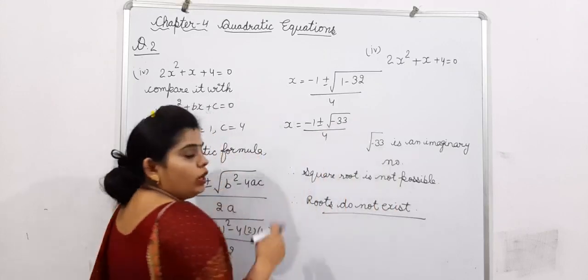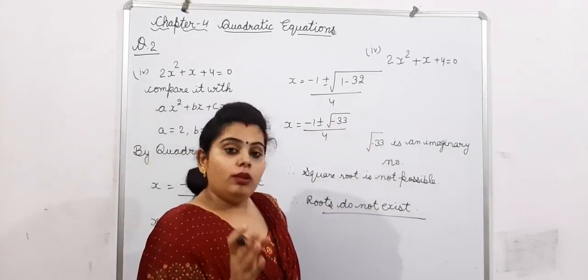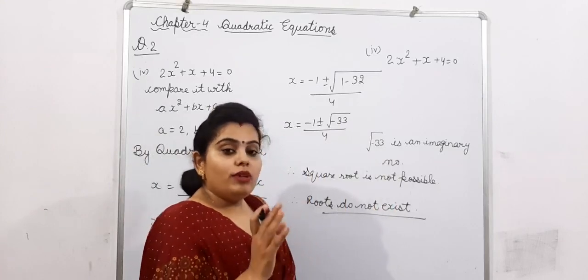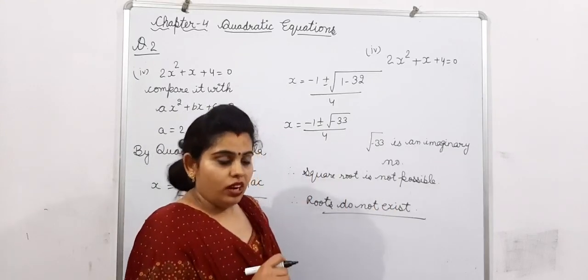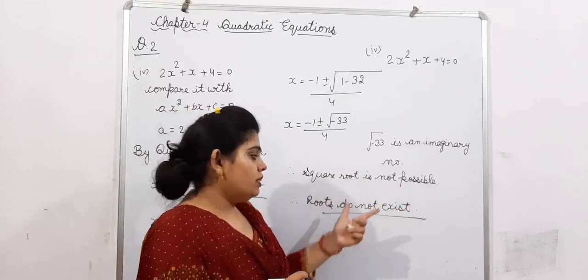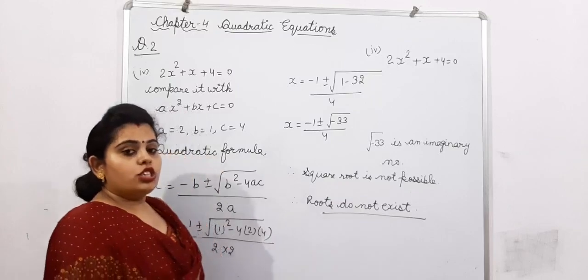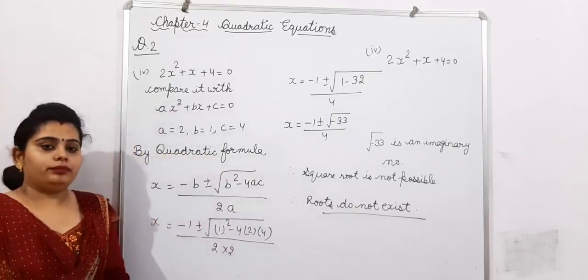If we find the square root of a negative number, it will come in iota and it will be an imaginary root. And an imaginary root is not a concept of your class. So according to your syllabus, the square root is not possible. So roots do not exist. This is your question number 2.